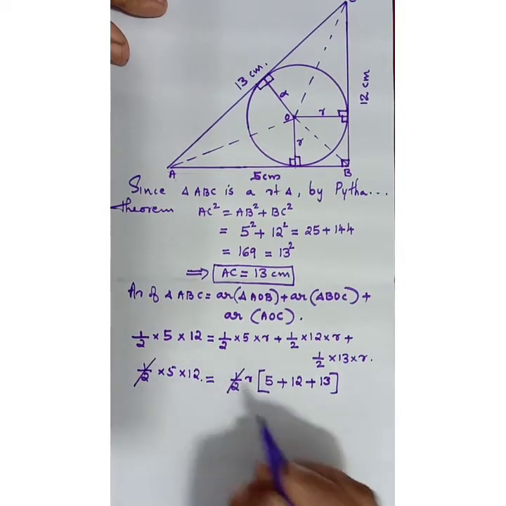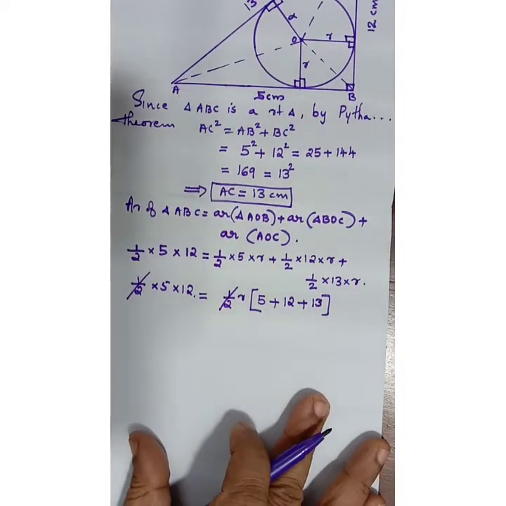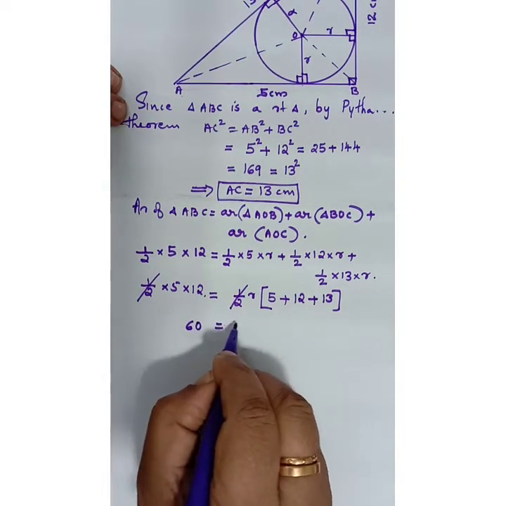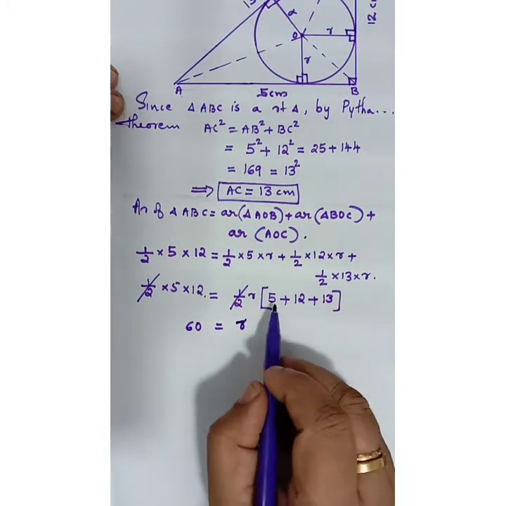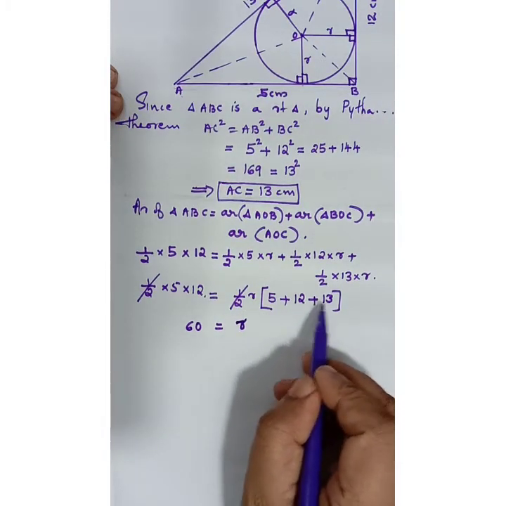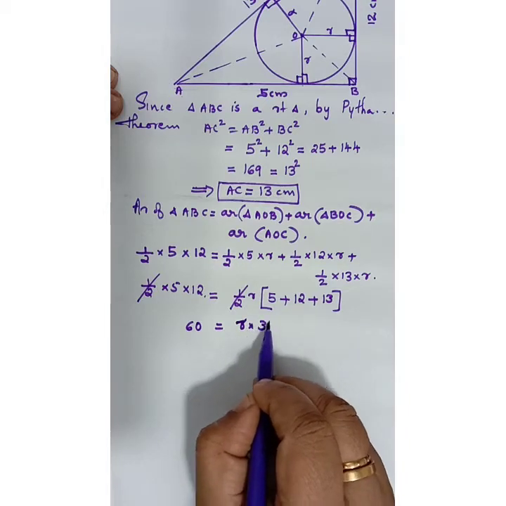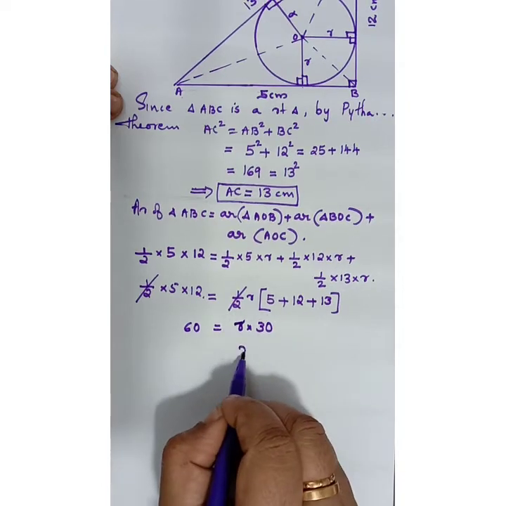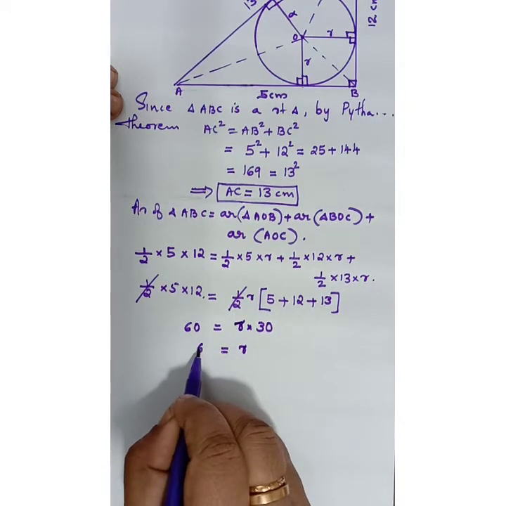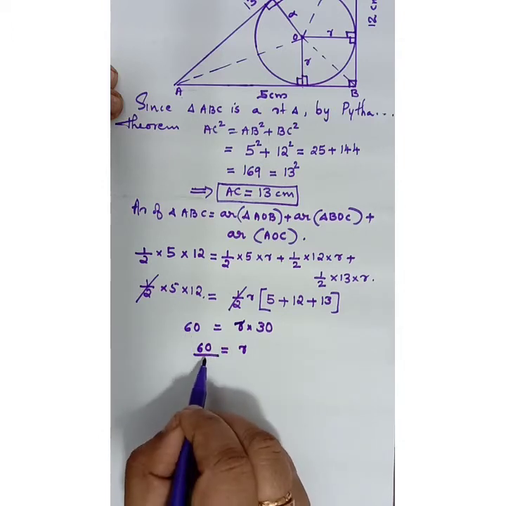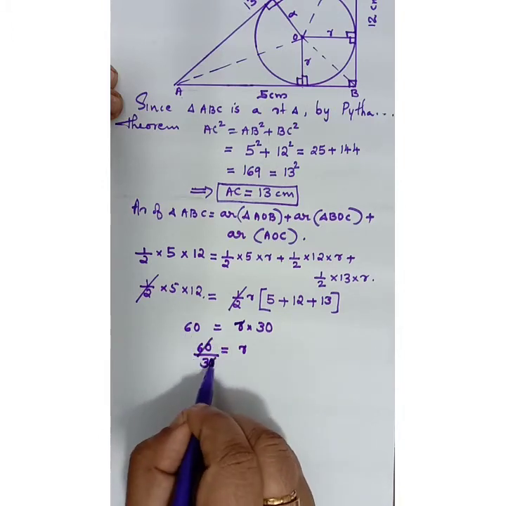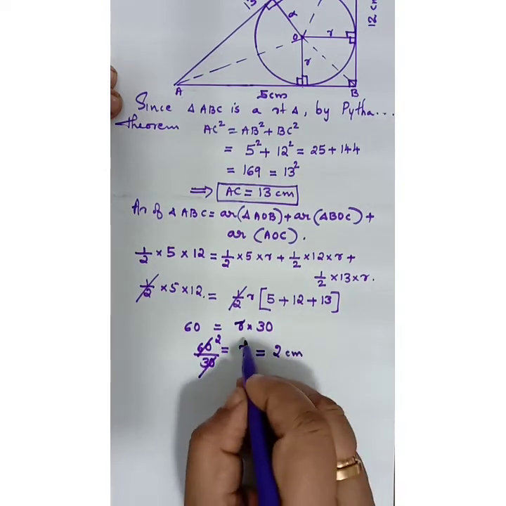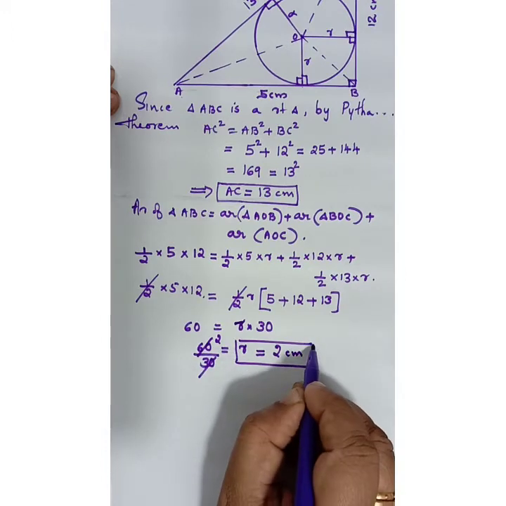From both the sides we can cancel half. So let us simplify this. 5 into 12 is 60, we have, equal to r into 5 plus 12 plus 13. 13 plus 12 is 25, plus 5, it is 30. So keep r here, into 30, as divide by 30. What is here? 60 is there, into 30 as divide by 30. So don't you get it as 2? Therefore r is equal to 2 centimeter. You have to write the unit also.